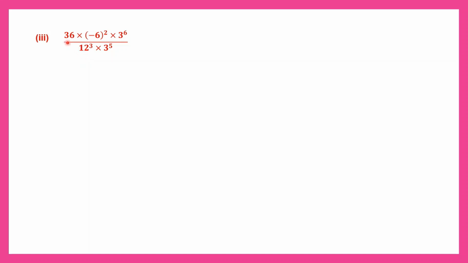So first, let's get the prime factors of 36. So let's write 36. Let's begin with, we can begin with 3. 3 ones are 3. 3 twos are 6. Continue with 3. 3 fours are 12. Now you can go to 2. 2 twos are 4. Again, 2 ones are 2. So what do we have there? We have 3 into 3 into 2 into 2. That is for 36 into, now here we have minus 6.